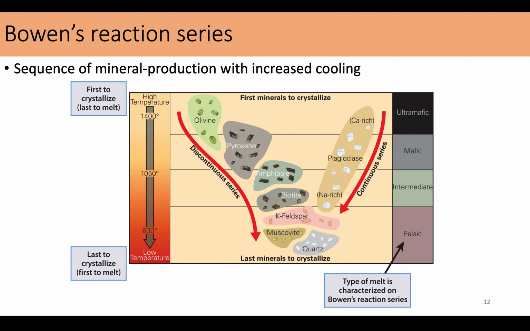So here we have another chart showing the sequence of mineral production in this Bowen's reaction series. Here we have ultramafic, mafic, intermediate, and felsic minerals, and we have temperature. So remember, the very first minerals to crystallize out of a cooling and solidifying magma will be the ultramafic and the mafic materials. So they will crystallize first. The felsic materials need a cooler temperature in order to crystallize, meaning that they will start to crystallize last.